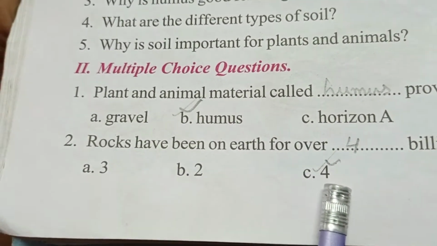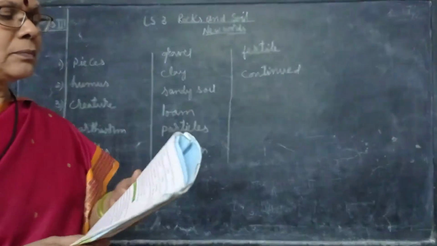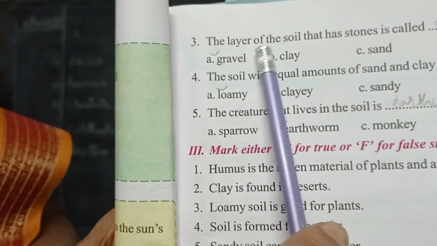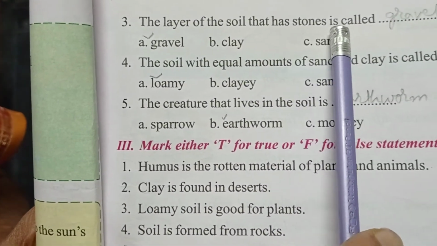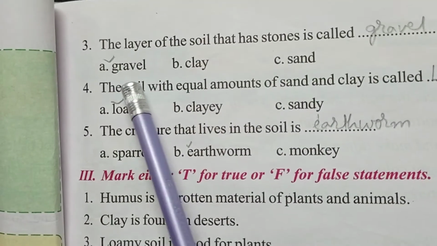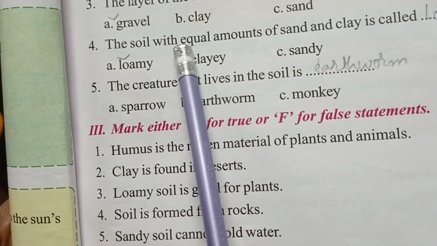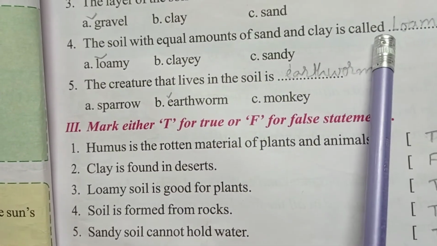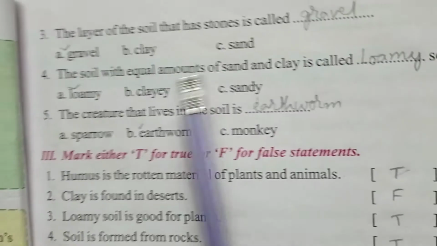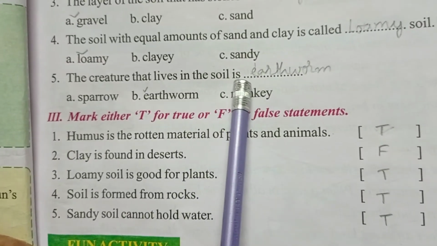Fourth, put a tick mark on this. Then turn the page. The layer of the soil that has stones is called gravel. G-R-A-V-E-L, gravel. Put a tick mark on gravel. Then fourth is, the soil with equal amounts of sand and clay is called loamy soil. Put a tick mark on loamy. And then fifth is, the creature that lives in the soil is earthworm.